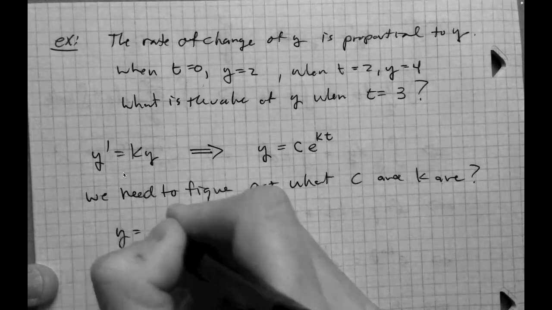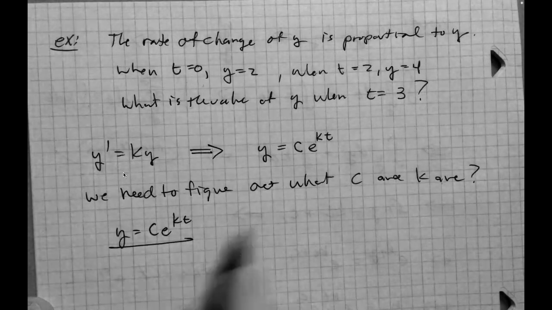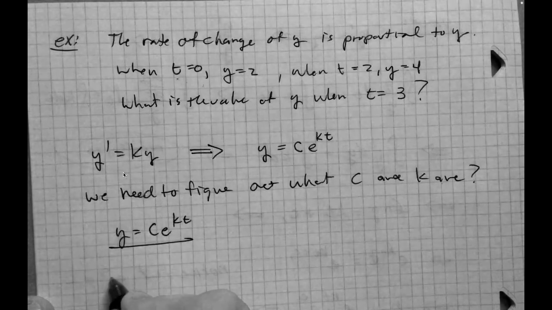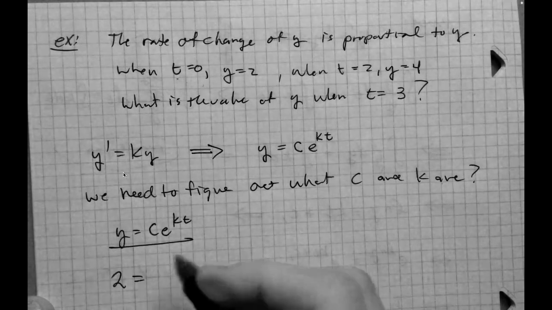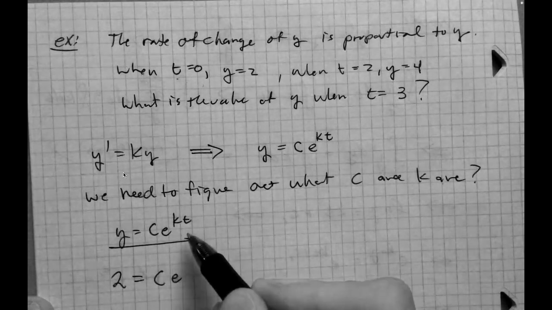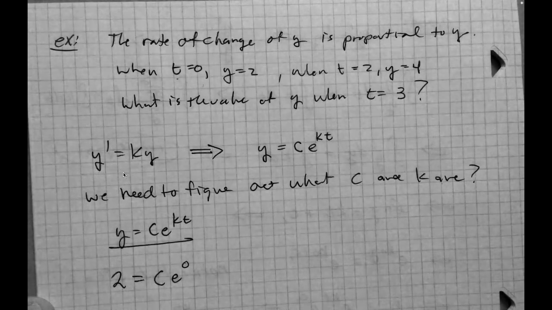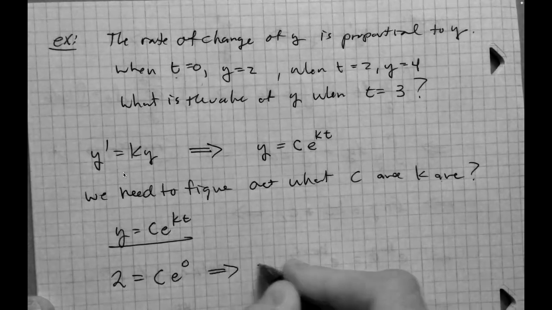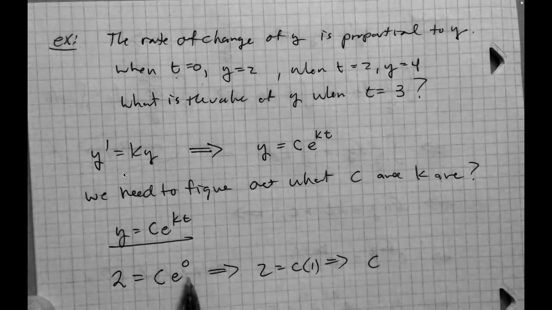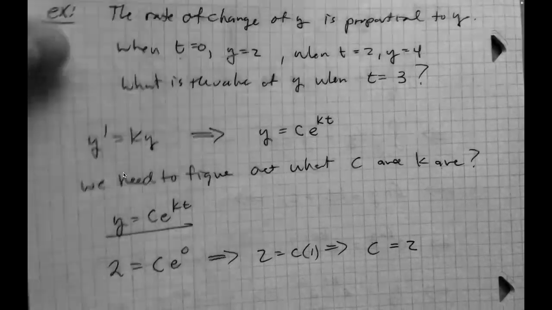So we'll have y equals ce to the kt. First we'll plug in t equals 0, y equals 2. So that means you'll have 2 equals c times e to the k times 0, which I'll just put a 0 up here. And what does that mean? That implies 2 equals c, of course, 2 equals c times 1. The e to the 0 is 1. And so then c equals 2. So that's our first piece.